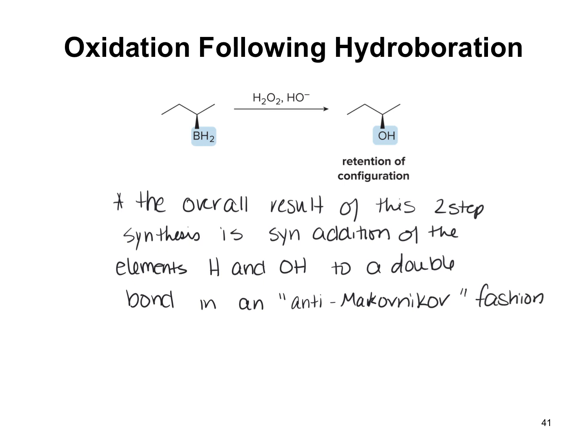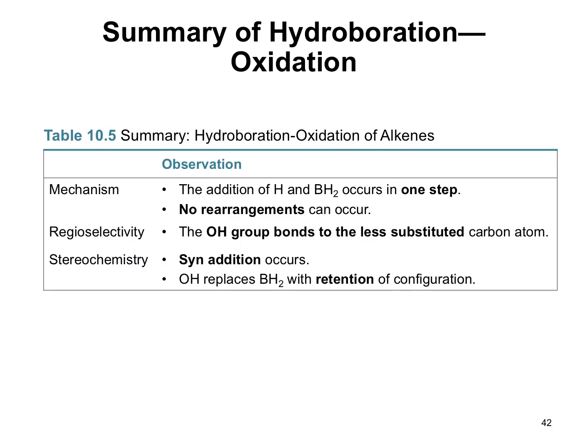So let's look at a summary table, because who doesn't love a good summary, right? So here is a summary of the hydroboration oxidation of alkenes. The mechanism: the addition of hydrogen and BH2 occurs in one step. No rearrangements can occur. The OH group bonds to the less substituted carbon atom. Syn addition occurs, and OH replaces the BH2 with retention of configuration.